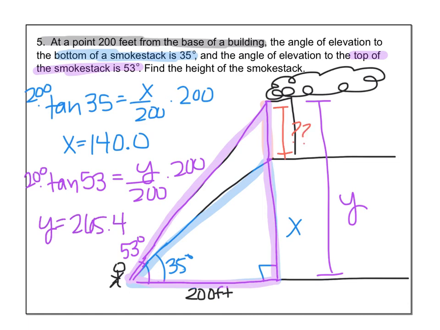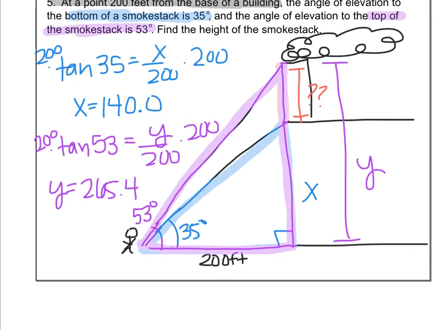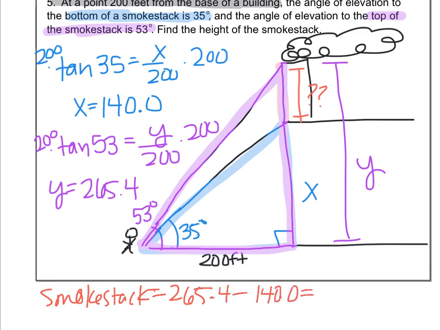Well, I can take the whole thing, which was 265.4, and I can subtract the part that we knew, the bottom part, which was 140. And that will tell me how tall the smokestack was. 125.4 feet is our answer.